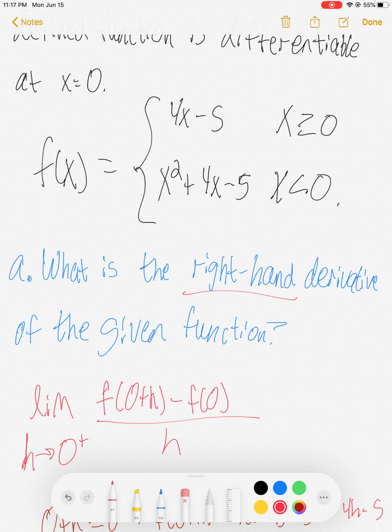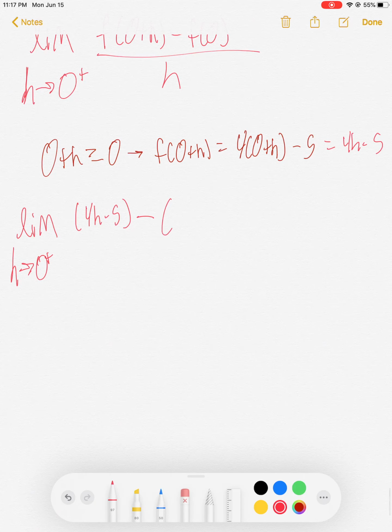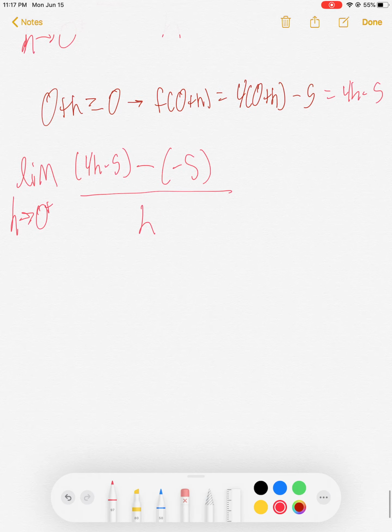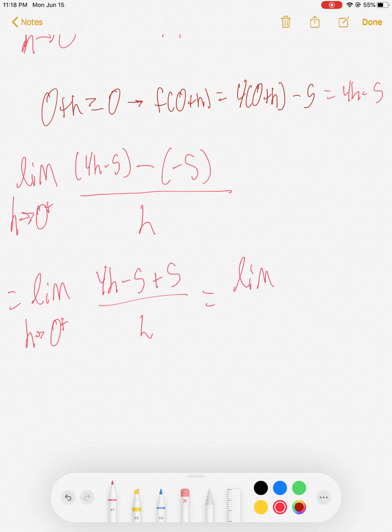minus f of 0. Okay, well, f of 0, I can plug it into either one of these formulas and I will get the same thing. We should technically use the first formula because that one says x greater than or equal to 0, but really they'll both work in this case. Regardless, we see that f of 0 is negative 5 because if I plug in x equals 0, then I get f of 0 equals 4 times 0 minus 5.